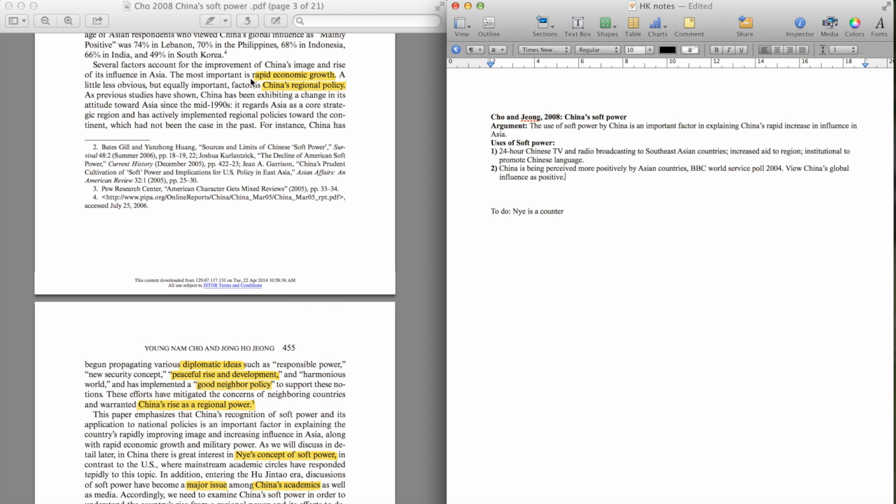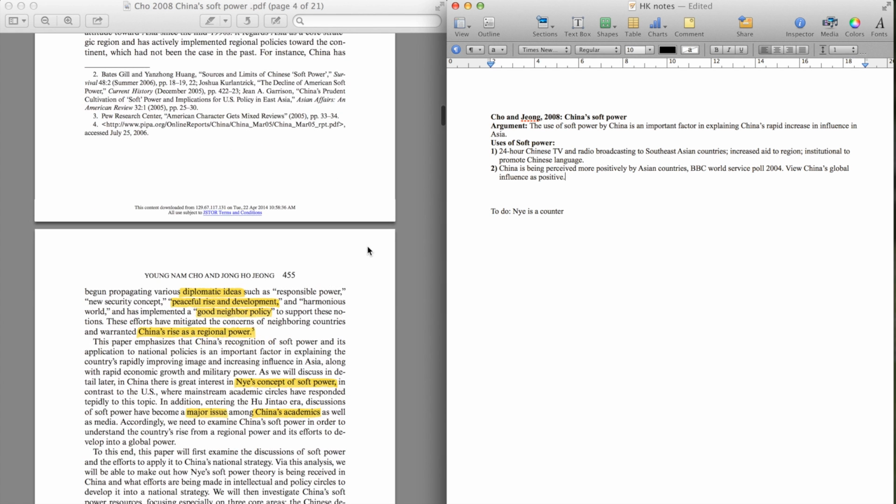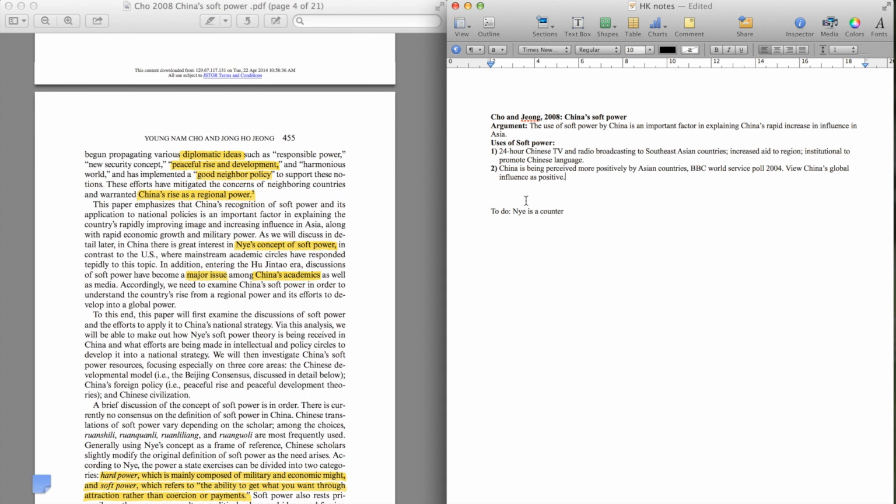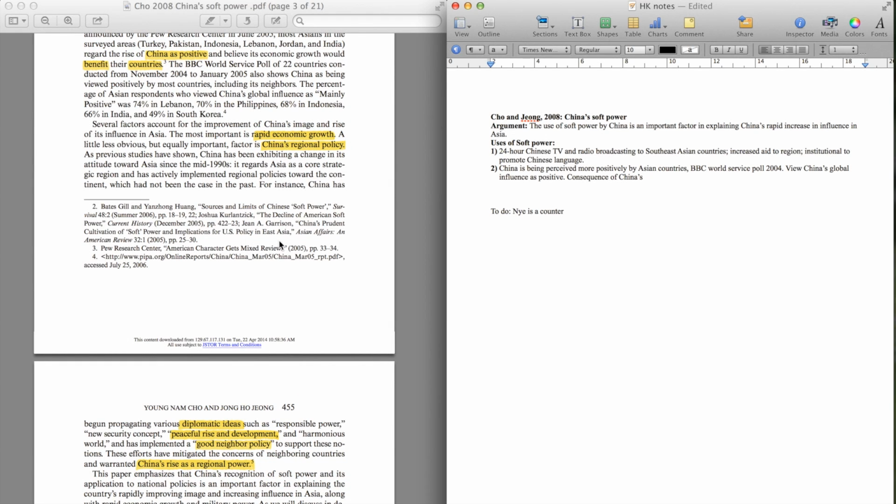Okay, and now it's going through as to what has it been doing to improve its positive image. So we've got rapid economic growth, regional policy, diplomatic ideas, peaceful rise and development, and then we've got China's rise as a global regional power. Okay, so I may want to quickly note that down. So I might want to just quickly say that a consequence of China's economic ties to the region, diplomatic ideas, and commitment to peaceful rise and development.